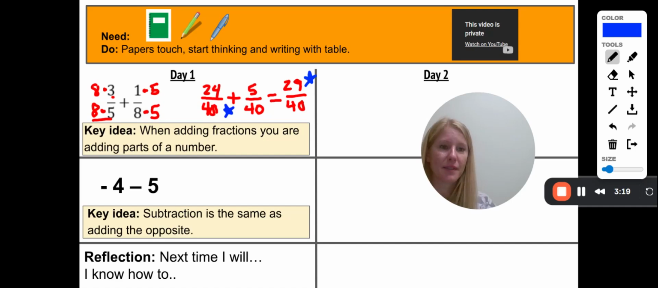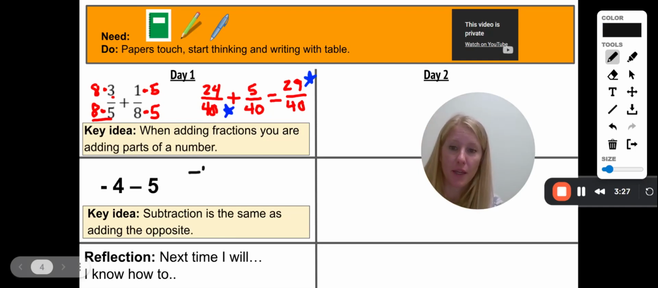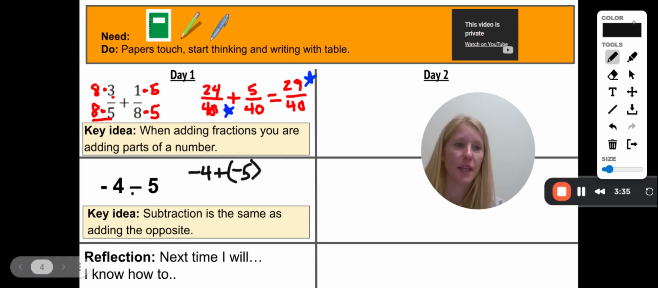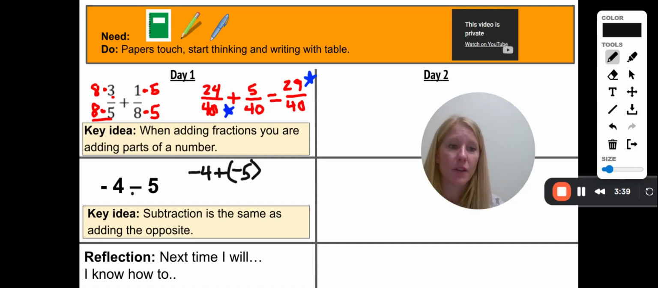All right, now for the second problem, it's -4 minus 5. The first thing you should do is change it to an adding problem. So -4 plus -5. So we keep the first number the same, change it to adding, and change the second number to negative. If you changed it to an addition problem, give yourself a star for that one. Whoops, it's not blue. Give yourself a star with your marker for that one.